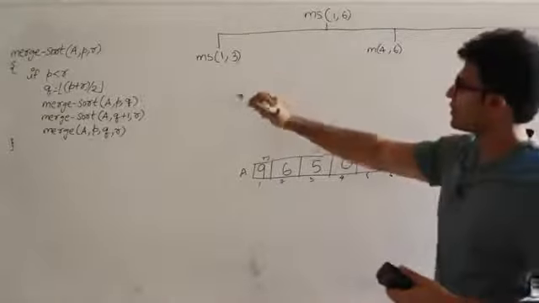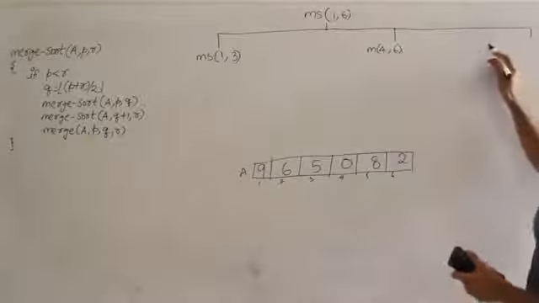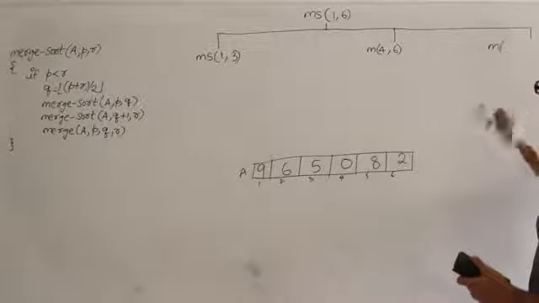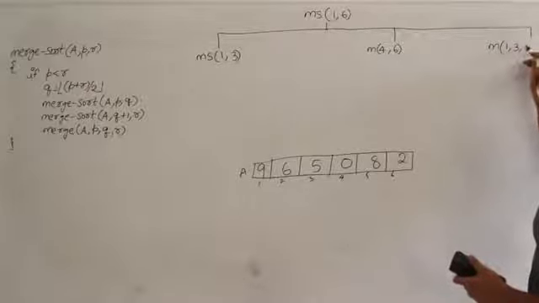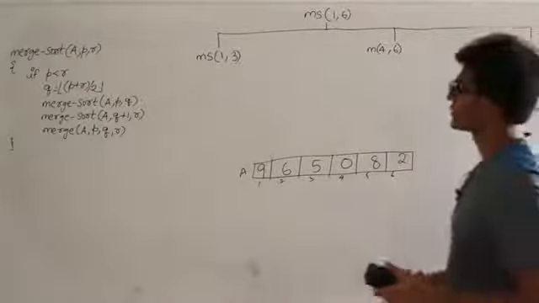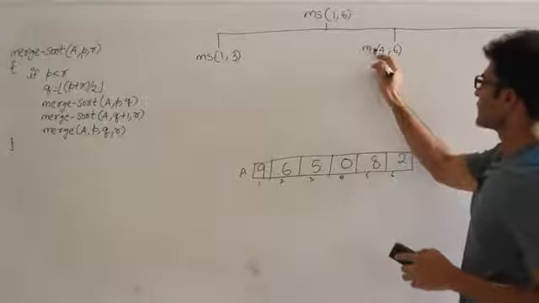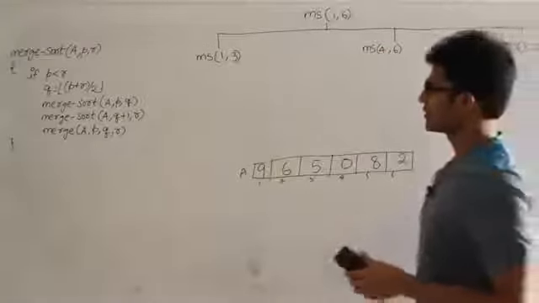And then what is the next one? Once this list is sorted, and once this list is sorted, I get two sorted lists and I'm going to merge them, right? Therefore it is going to be merge of 1 to 3 and 4 to 6. So all the merge sort calls I am going to write as ms. Ms means merge sort calling, and m means merge procedure calling.